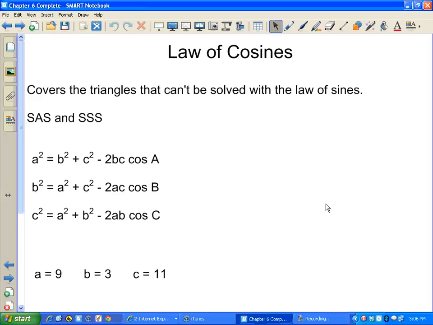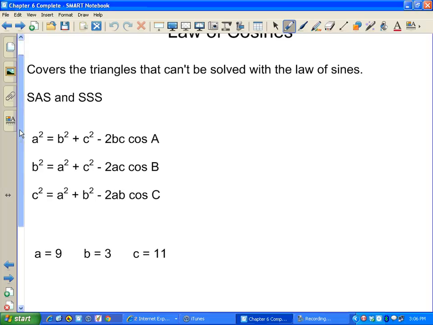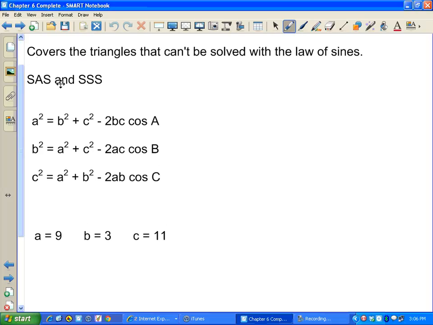There are a couple of cases where you can't use the law of sines, and for those cases you have to use the law of cosines. So we're going to go through the use of that. The two cases where you can't use the law of sines are side-angle-side and side-side-side. The reason being, let's say we have a side, an angle, and a side.